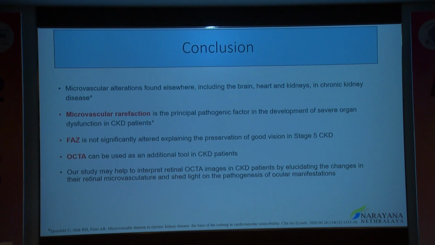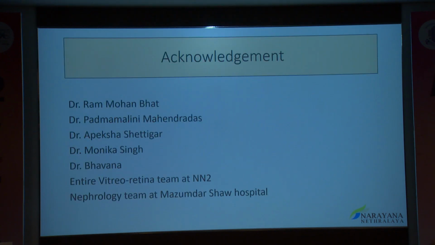Okay, so what we found in the eye is that these microvascular alterations are also present in other areas such as the brain, heart and kidneys, and this is the main principal pathogenic factor in development of severe organ dysfunction in CKD, and OCTA can be used as a tool to prognosticate and document these changes before visual symptoms develop.